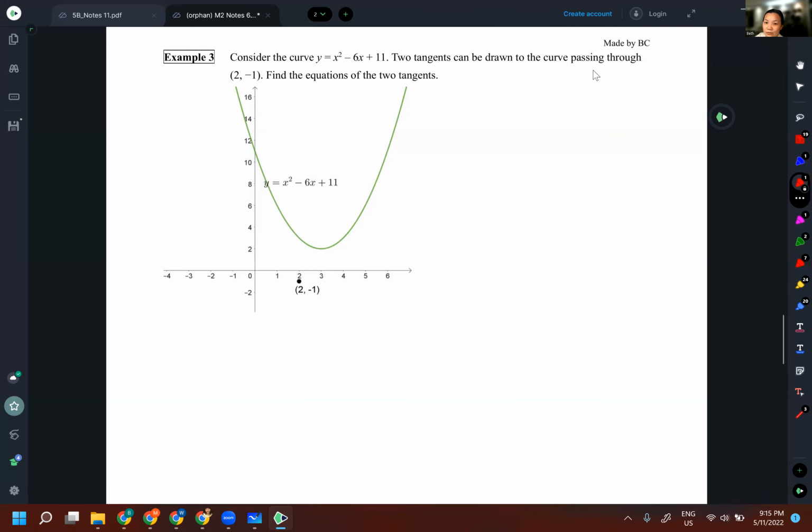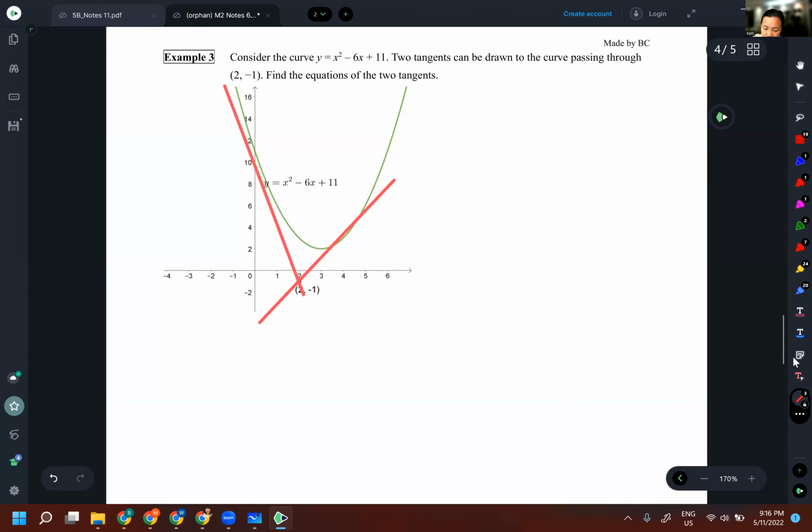Let me show it on the graph for you. One line looks like this. The other line looks like this. I don't draw very well, but anyway, you know what I mean. So these are called two tangents passing through (2, -1).